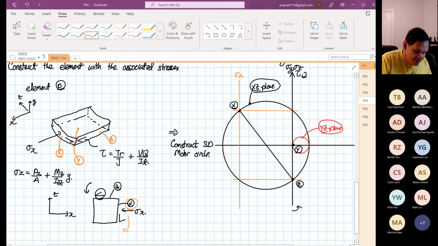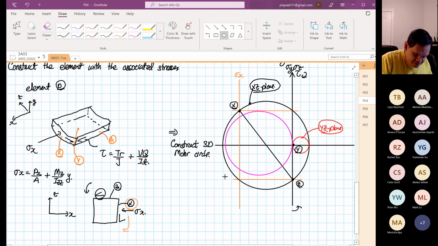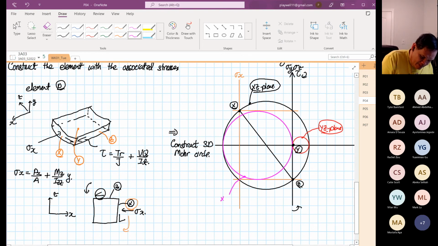And then the final circle that we will draw. Our final circle is this circle over here. And this circle is for our XY plane.